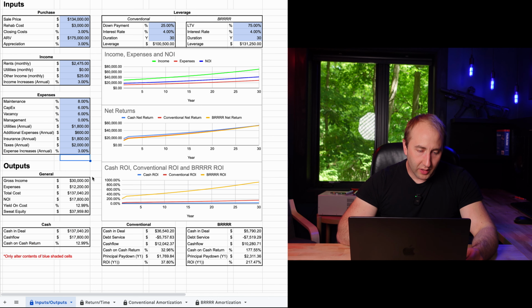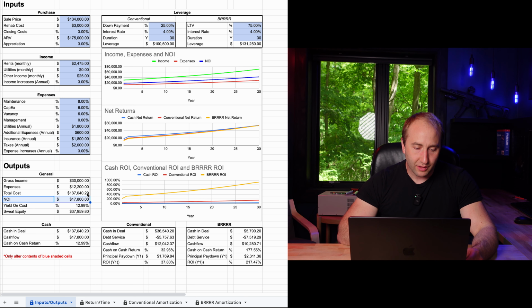Now we get to our outputs. This is kind of where it gets fun. Your gross income, $30,000 a year. Your expenses, $12,000 a year. That produces an NOI, a net operating income, of $17,800 per year. That's just your income minus your expenses.